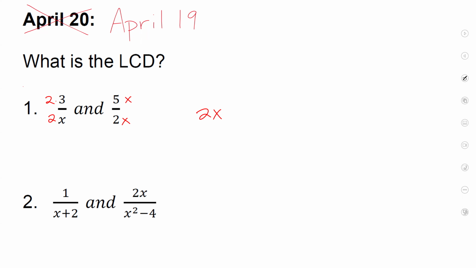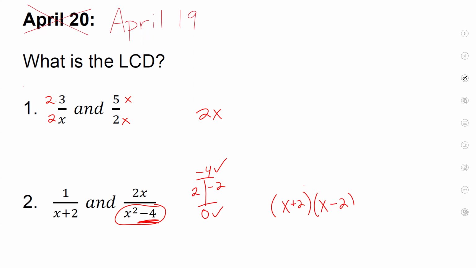Okay, number 2, we're going to have to factor for number 2. I need two numbers that multiply to give me -4, but add to 0. Yep, 2 and -2. 2 times -2 is -4. 2 plus -2 is 0. So I'm going to rewrite this denominator as x plus 2 and x minus 2. The numerator can stay the same.